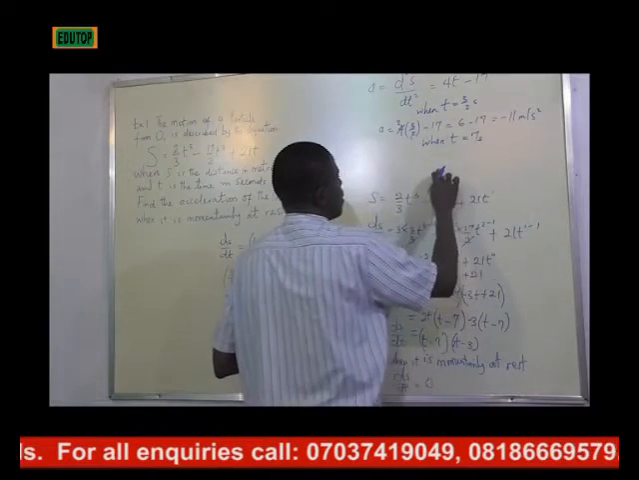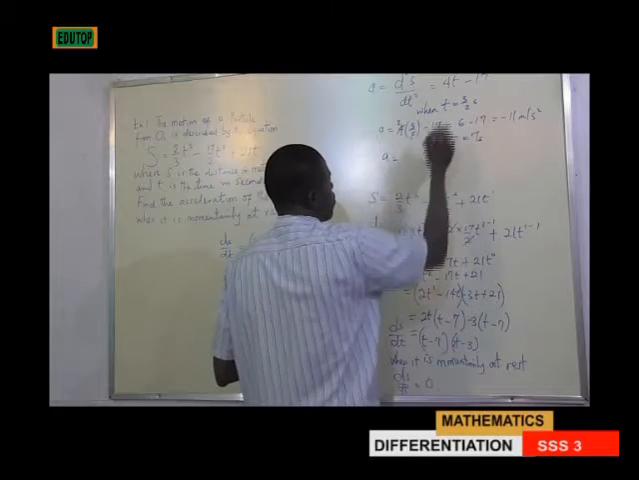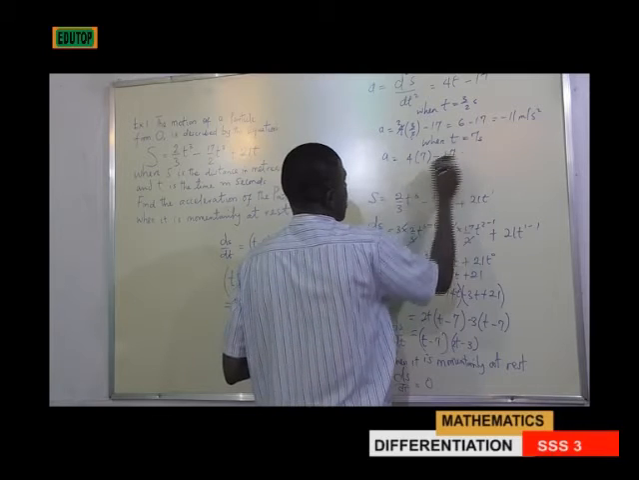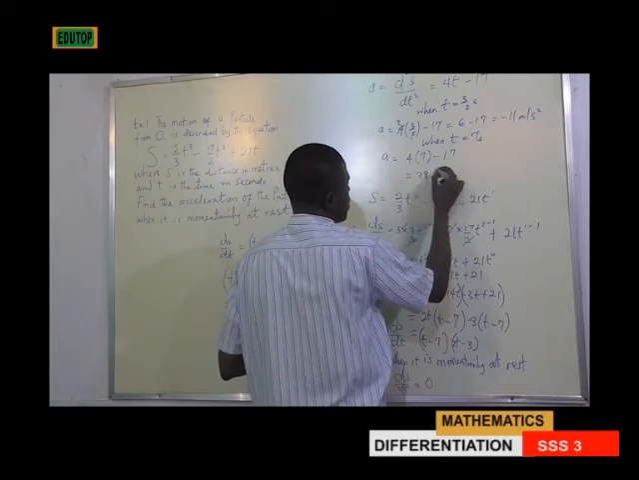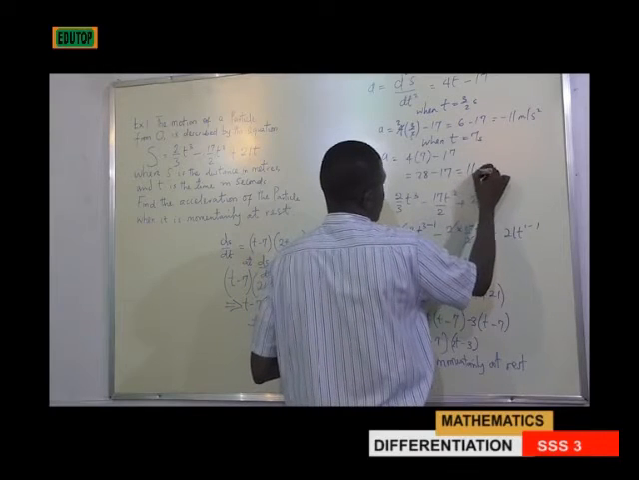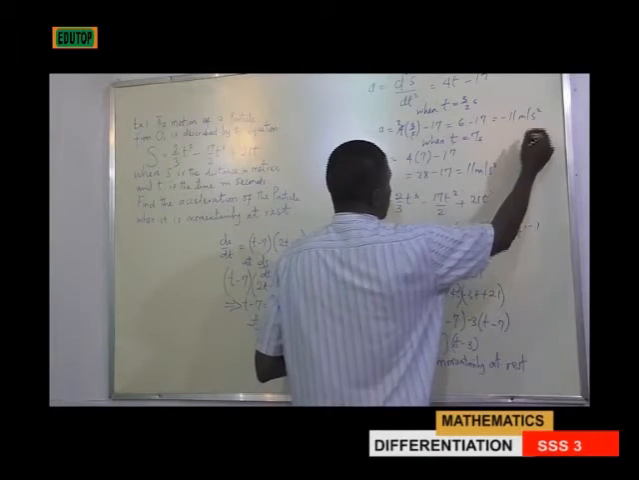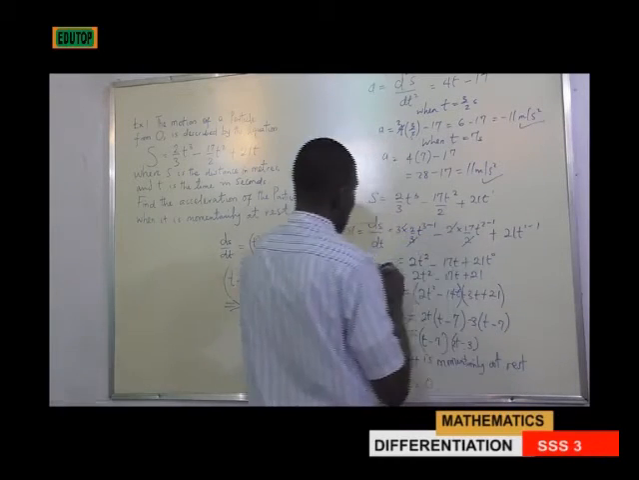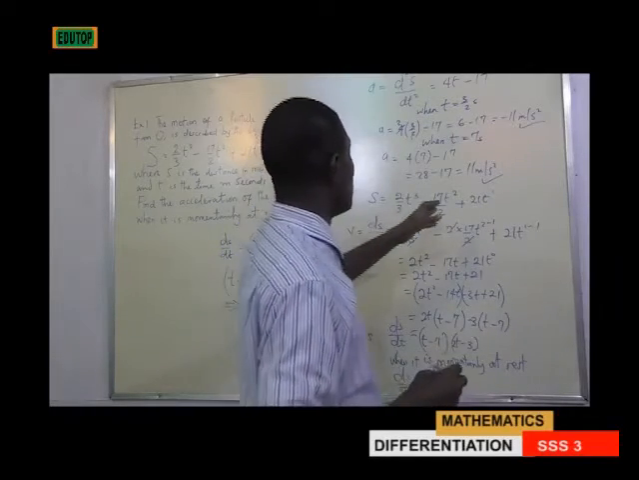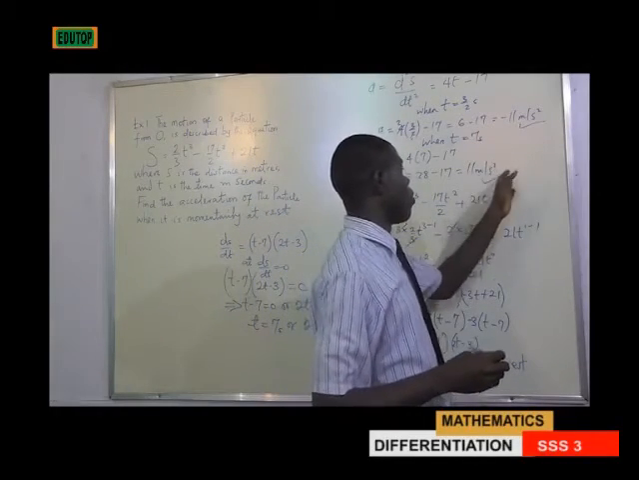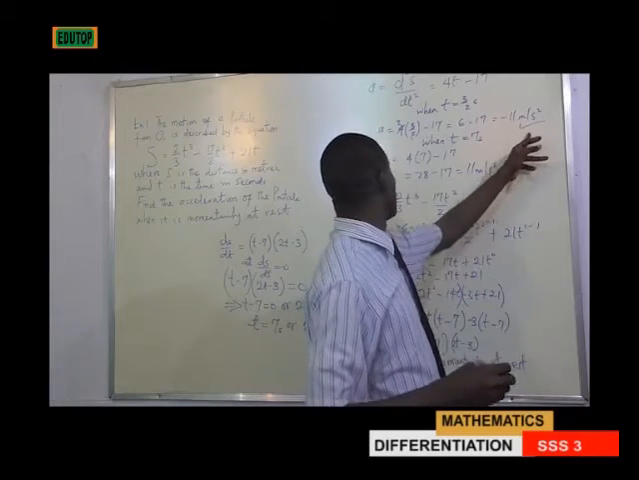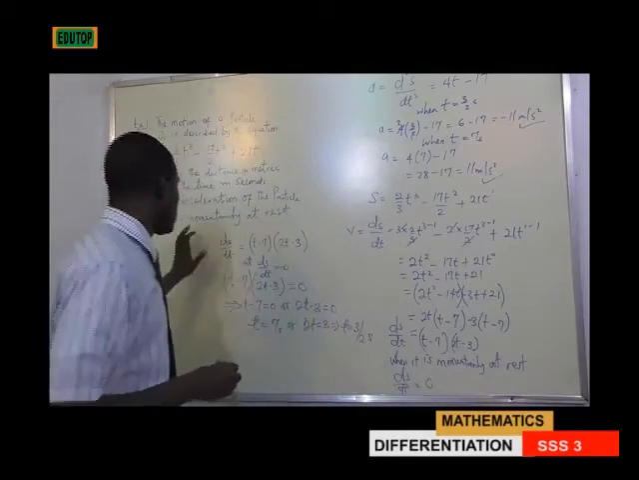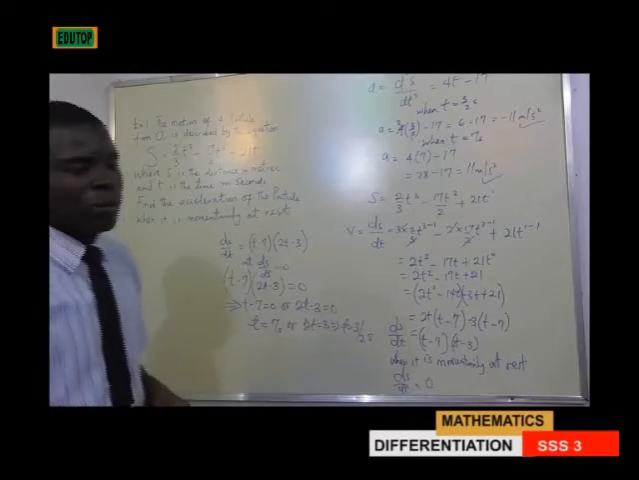Then here we have a equals 4 times 7 minus 17. 4 times 7 is 28, 28 minus 17 will give us 11 meters per second squared. So definitely we have our deceleration, which is retardation, and we have our acceleration. The answer to the question will be twofold: this is the retardation, and this is the acceleration. So there are 2 values that we're going to get for the answer to this question in example 1.